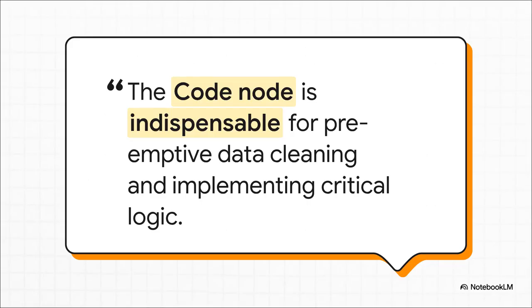This quote from the source material just sums it up perfectly. While all the dedicated nodes are great, the code node gives you the ultimate power and flexibility. It lets you handle all those tricky edge cases, like null values and special characters that could otherwise just stop your entire workflow dead in its tracks. It's your secret weapon for building a truly resilient pipeline.